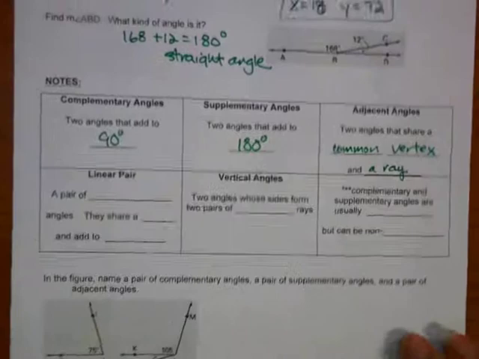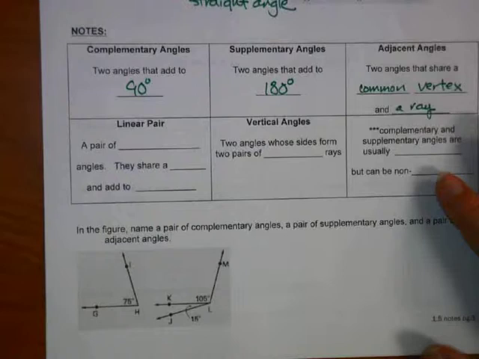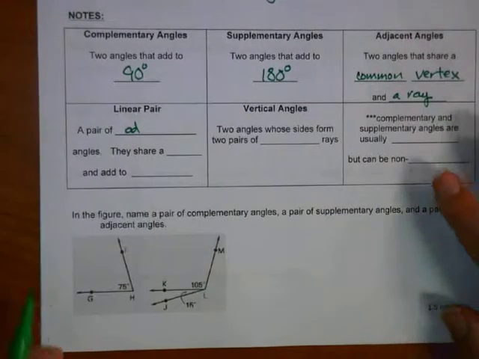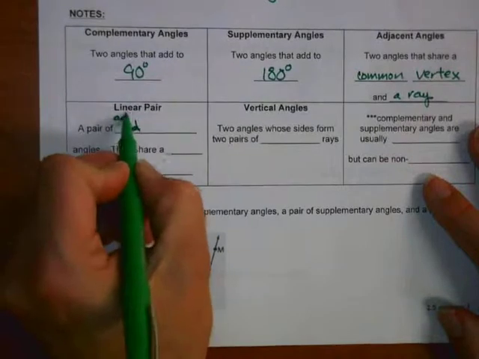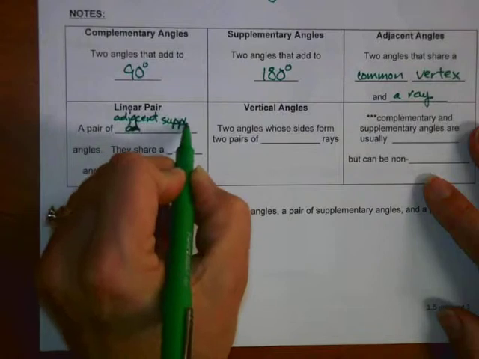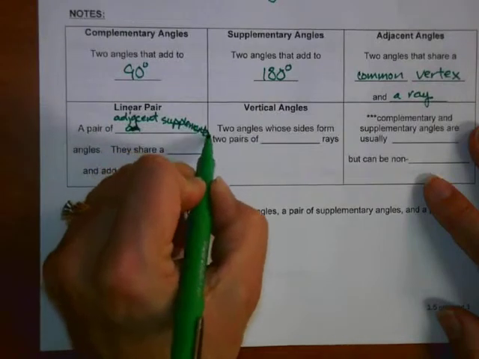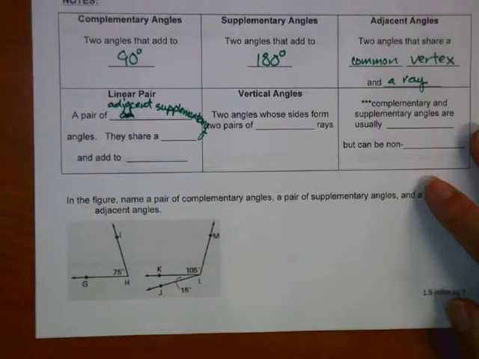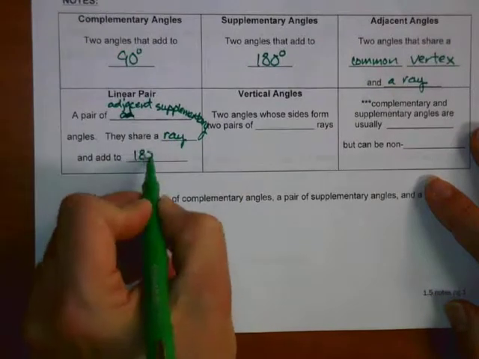Okay? Linear pair is a pair of adjacent, well, don't write too big. We got to write this, I wrote too big here. Adjacent, supplementary. Sorry. I should have made more room there. A pair of adjacent supplementary angles. They share a ray and add to 180 degrees.